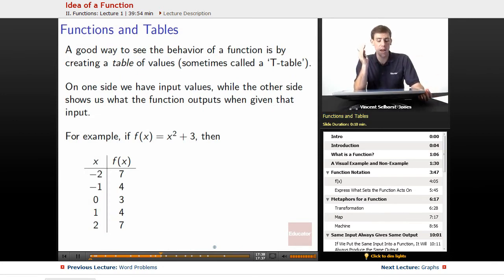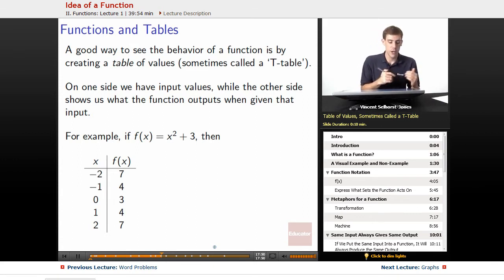A good way to see the behavior of a function is by creating a table of values. Sometimes we call it a t-table because it has the shape of a T, right? On one side, we have input values, while the other side shows us what the function outputs when given that input. So normally, the left side will be our input value, and the right side will be our output value.